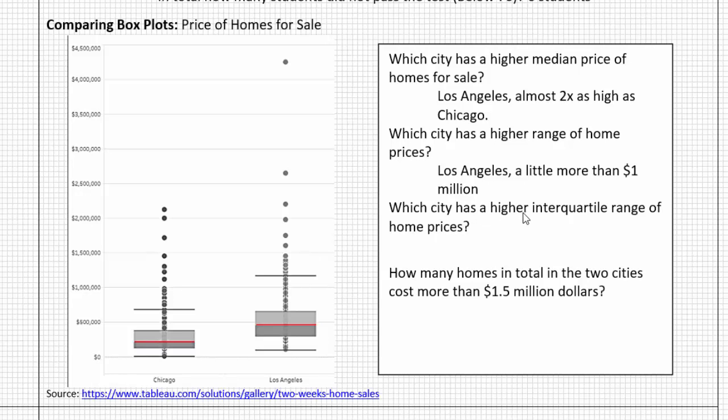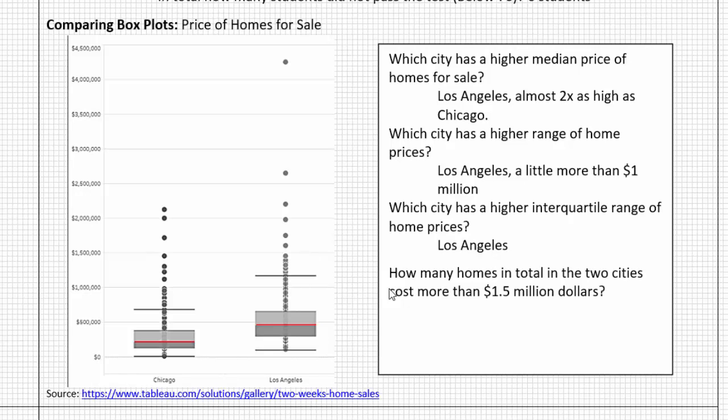Our third question says, which city has a higher interquartile range? Well, interquartile is the middle 50% of the data, so that's this range of the box that makes up our box and whisker plots. And once again, we see that the width of this box, or the height of this box in this case, since it's aligned vertically, for Chicago is definitely shorter than the box representing the middle 50% of the data for LA. So once again, LA has a higher interquartile range of price.